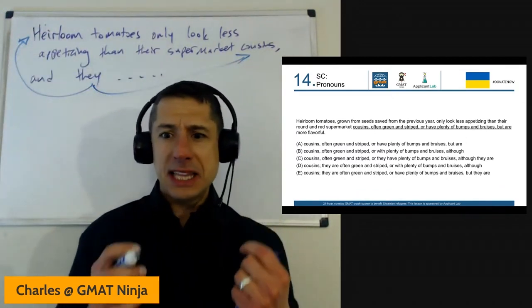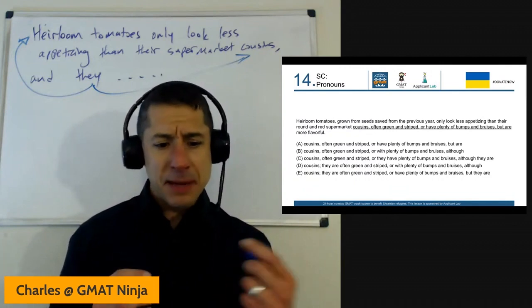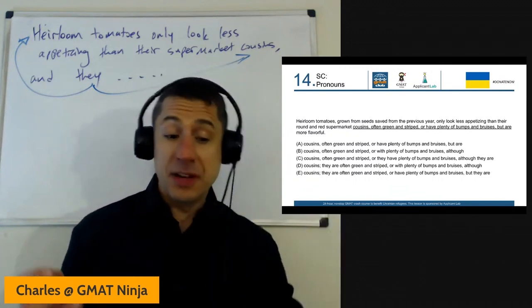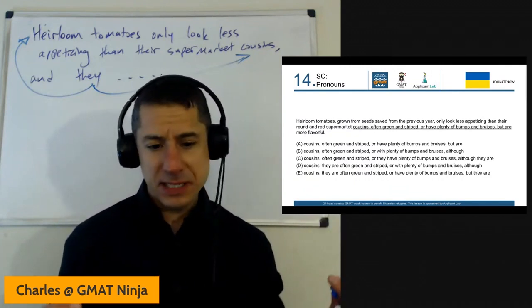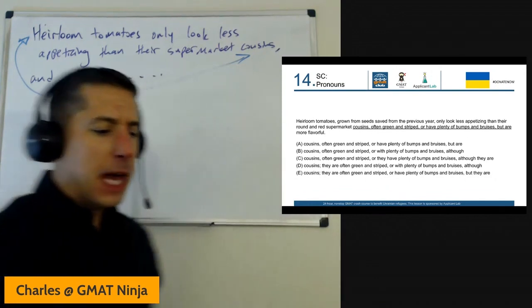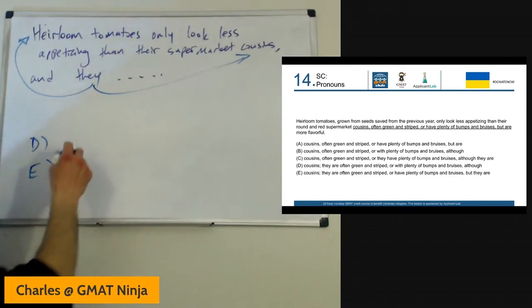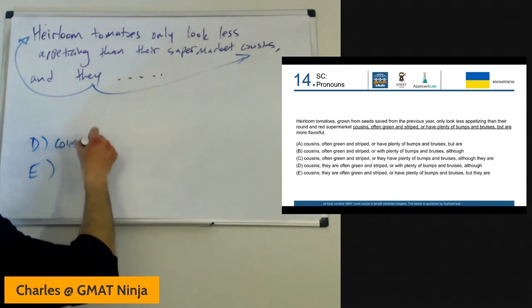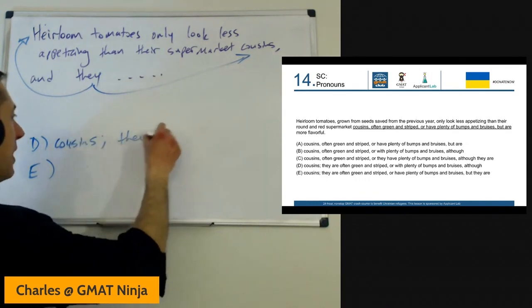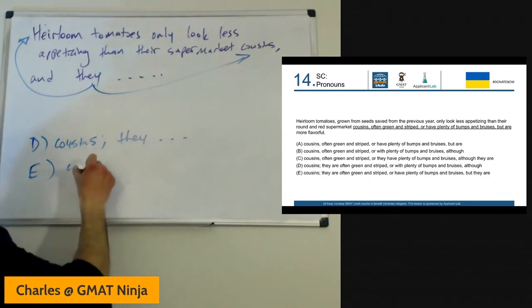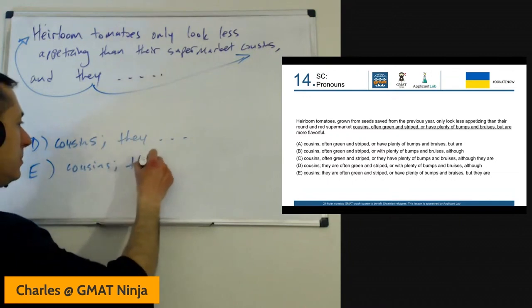Now, as I look at this, and by the way, this is the same thing, really, for all of them that have a they in it. So C, D, and E. But D and E in particular are the ones I want to focus on here, where you get the cousins, which I can't spell anymore. And then you get the they, same thing, cousins, semicolon, they.